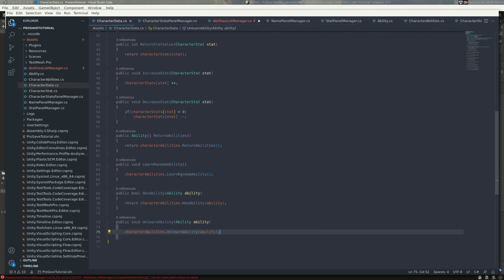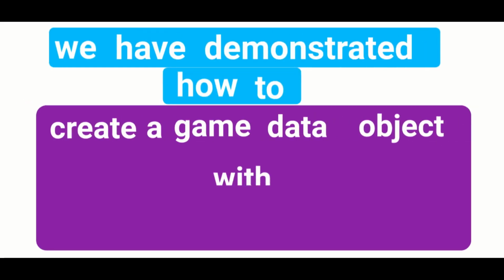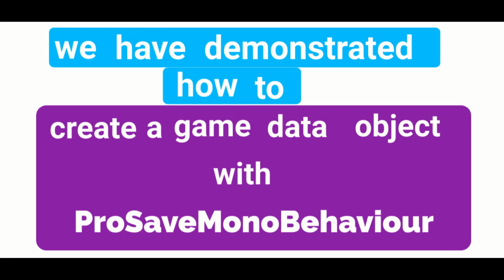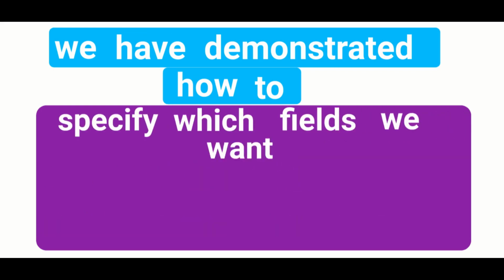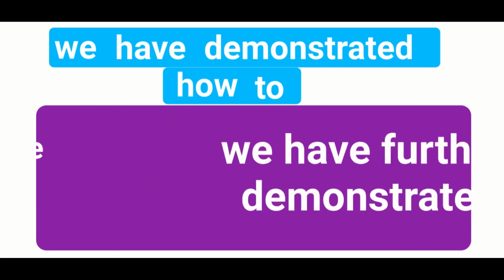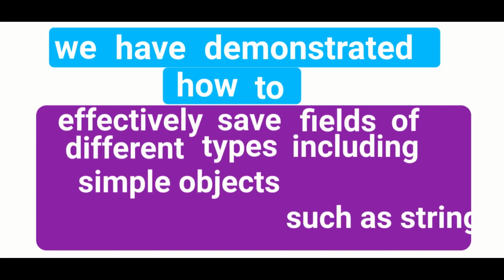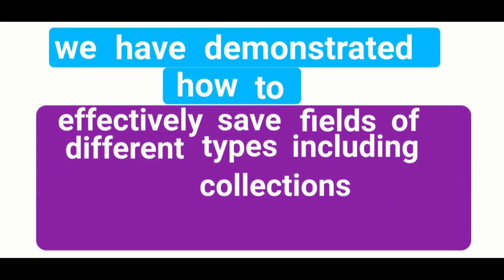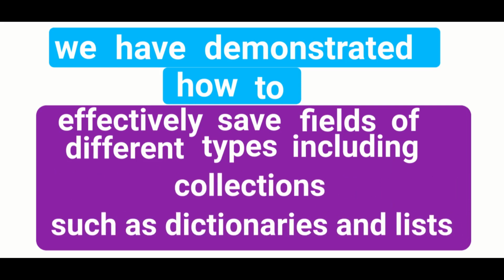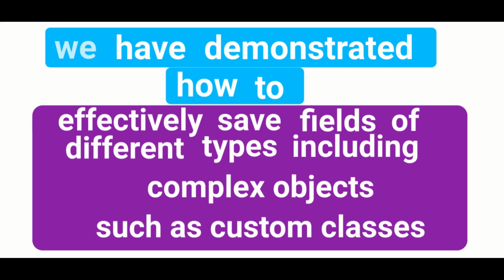Great! Now we have a game data object with several different fields of different types. We have demonstrated how to create a game data object with ProSave MonoBehaviour and how to specify which fields we want to include in the save by labeling them with the SaveMe attribute. We have further demonstrated how to effectively save fields of different types, including simple objects such as strings, collections such as dictionaries and lists, and even more complex objects such as custom classes. We will continue with the tutorial in the next video.